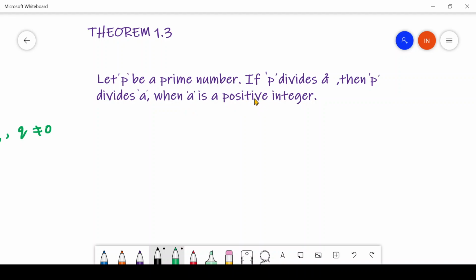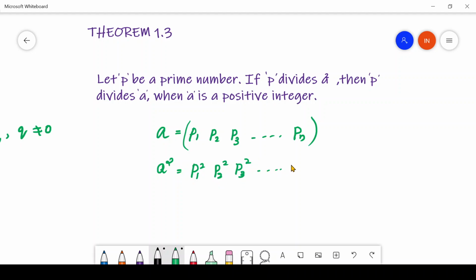So I'm taking the prime factorization of a. We are taking the number a, which is a positive integer. What will be the prime factorization of a? I'm going to take it as p1, p2, p3, etc., pn. So if a is equal to p1, p2, p3, etc., pn, what about a square? A square can have this much multiplied one more time, right? a into a, that is p1 square, p2 square, p3 square, etc., pn square, right? Now, what can we do?